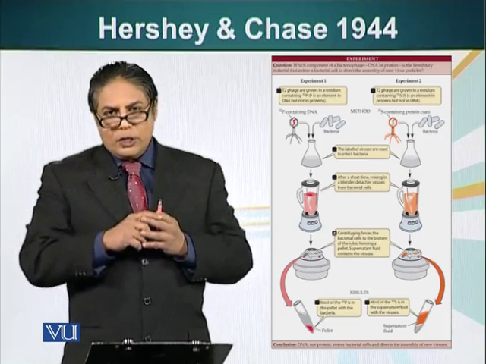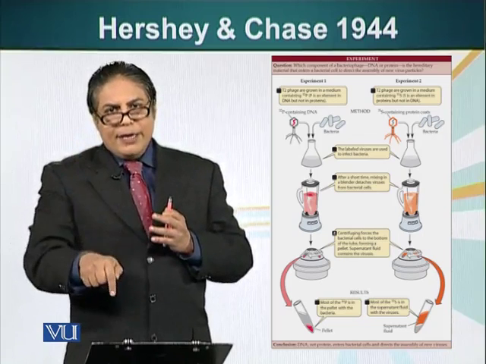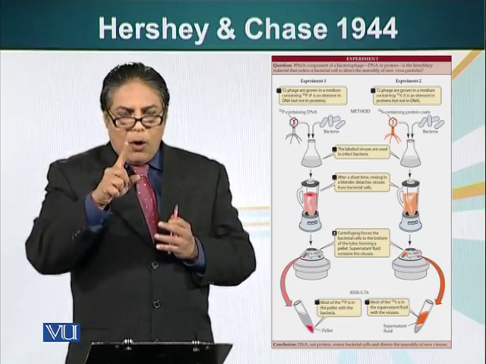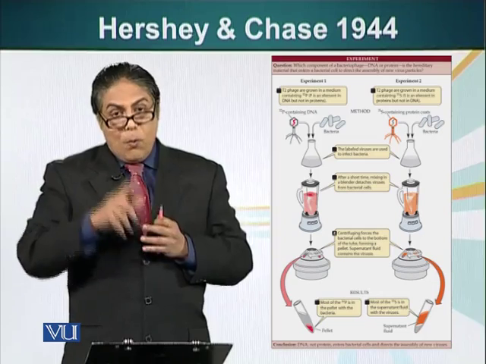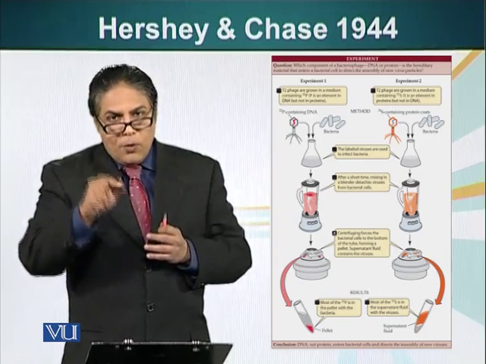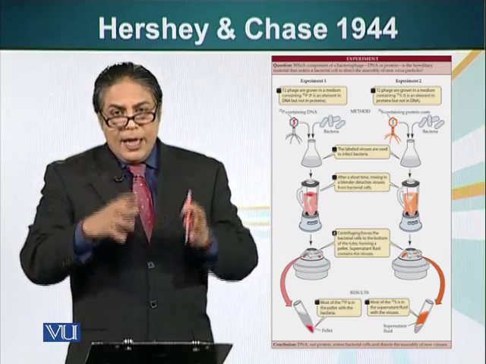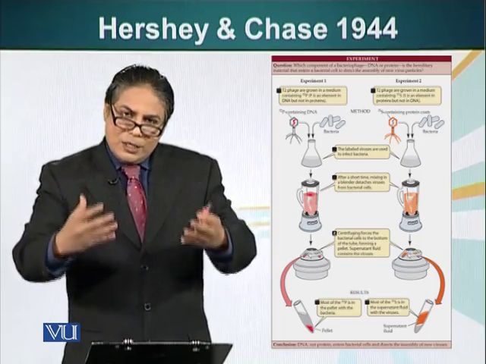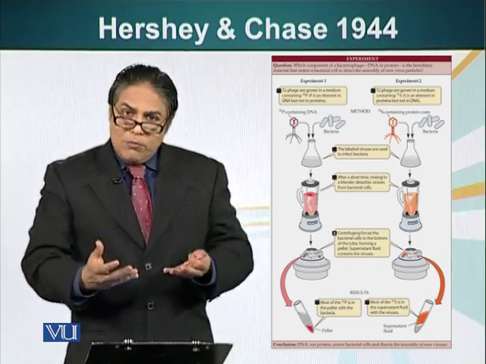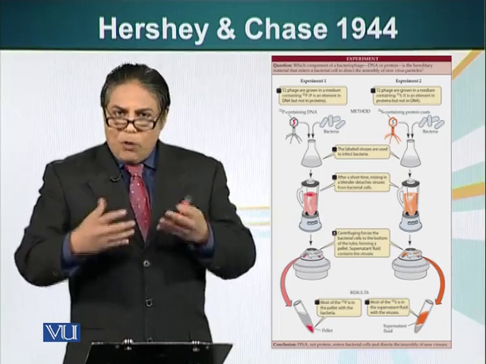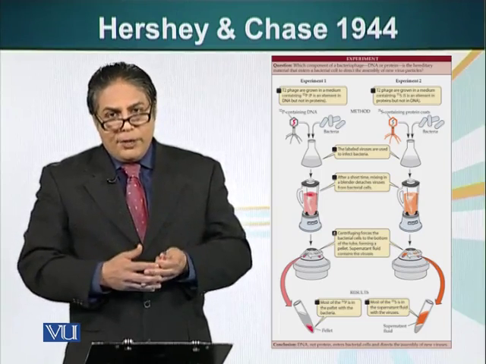There are two choices we have. Either the protein went inside the bacteria or the DNA went inside the bacteria. Whatever molecule went inside the bacteria is the molecule that is responsible for producing progeny virus. And what would produce the progeny virus? It would be the hereditary molecule.